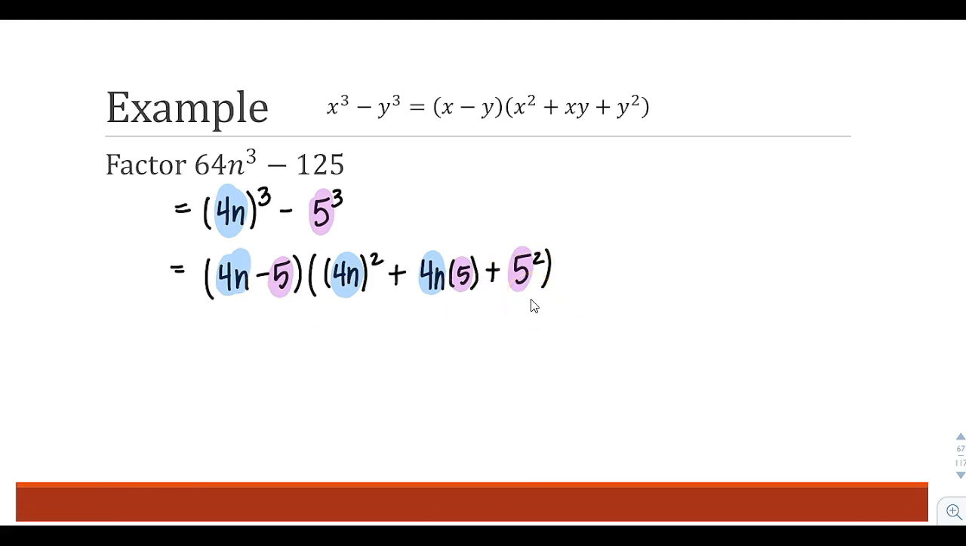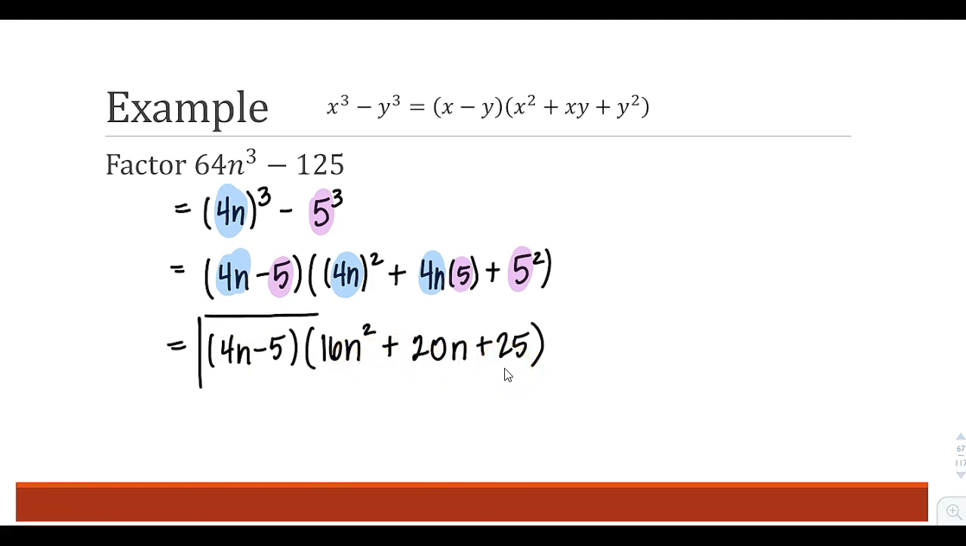And at this point, we just go ahead and clean it up a little bit. So 4n minus 5. Here, this is going to become 16n squared. 4 gets squared and n gets squared. That's why it was important to keep it in parentheses. So I have 16n squared plus 20n plus 25. And this quadratic cannot be factored further. So this is my final answer.